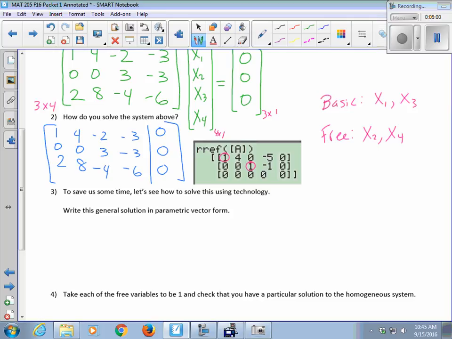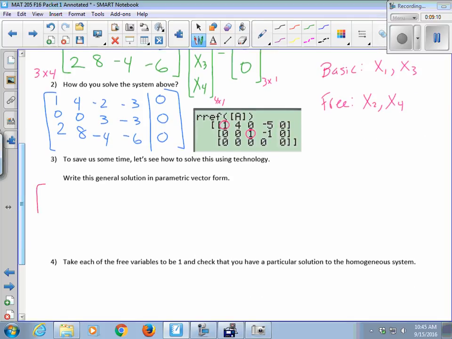All right, so if I want to write the general solution in parametric vector form, first I'm just going to write it in the form that we've been using in a previous class. So my solution is going to look like x1, x2, x3, x4, my column of unknowns equals my free variables. You just write free, right? So I'm going to have x2 is free and x4 is free.